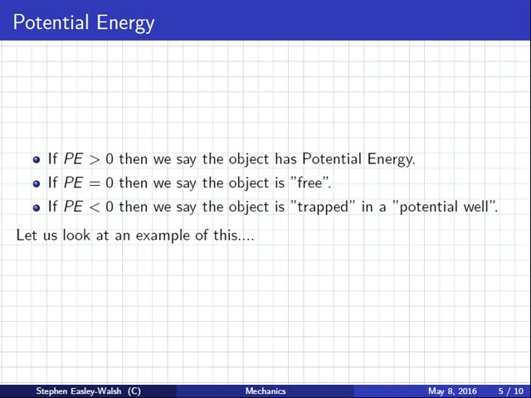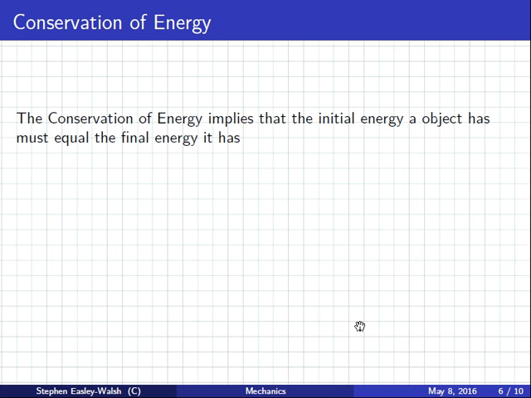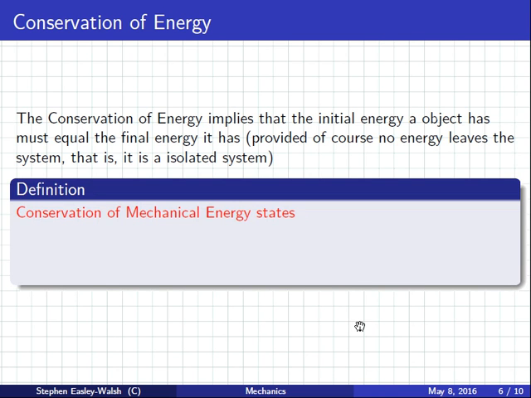Okay. Now relax. Right. The conservation of energy, which we discussed last time, means that the initial energy of an object must be equal to the final energy it has, provided, of course, no energy leaves the system. So as long as you don't put energy in or take energy out, then what you have at the start, you should have at the end. As a formula, it basically means that the energy at the start equals the energy at the end, or the kinetic plus potential at the start equals the kinetic plus the potential at the end. So if you can note this, and we'll have a look at an example.